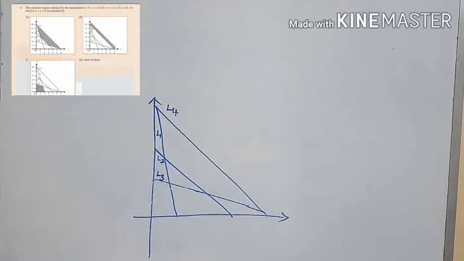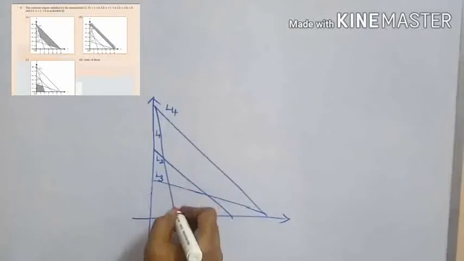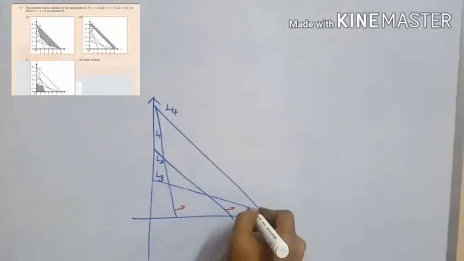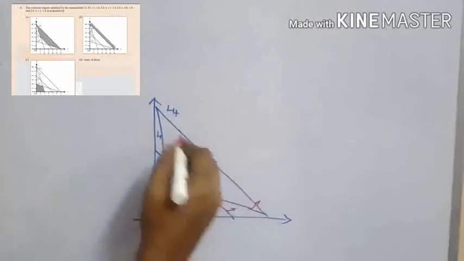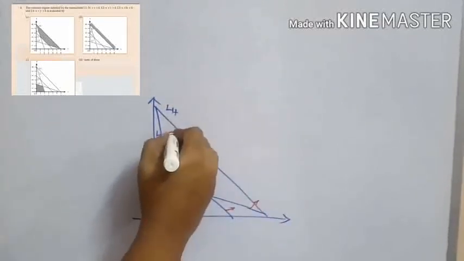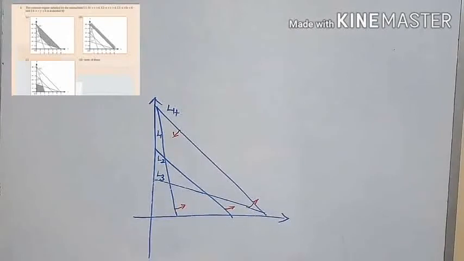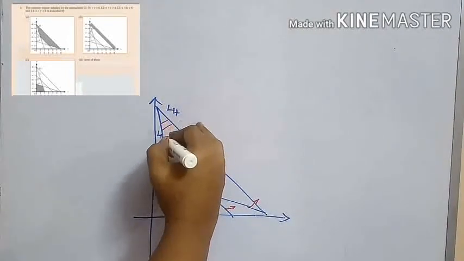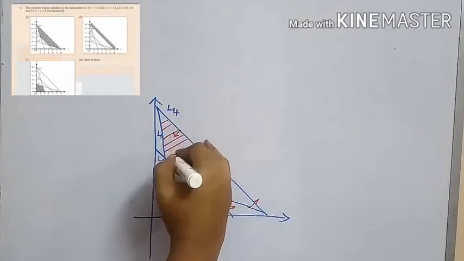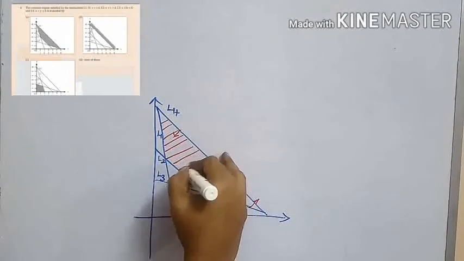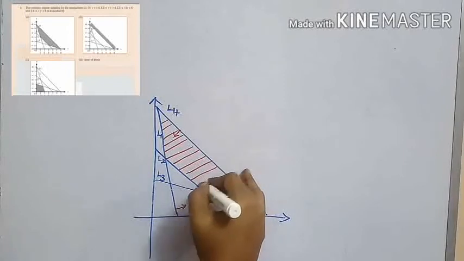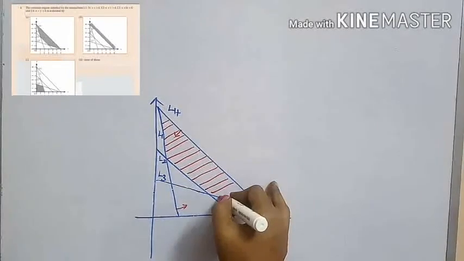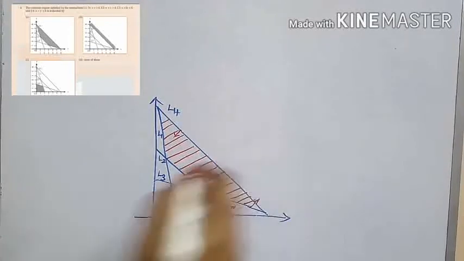Let us consider this graph and mark the solution space for each line as per the question. So the common region is the region bounded by the lines, so the right option is A.